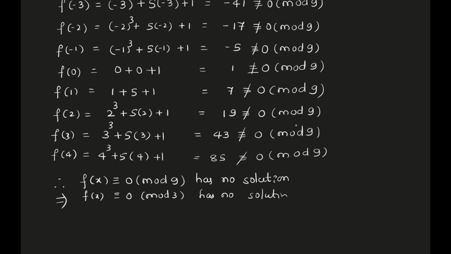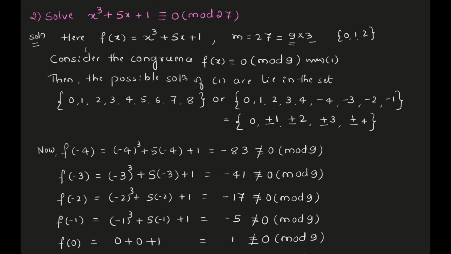So when f of x congruent to 0 mod 9 has no solution, you can say f of x congruent to 0 mod 3 also has no solution. So in conclusion, f of x congruent to 0 mod 27 has no solution. Means the given polynomial equation, x cube plus 5x plus 1 congruent to 0 mod 27, has no solution.